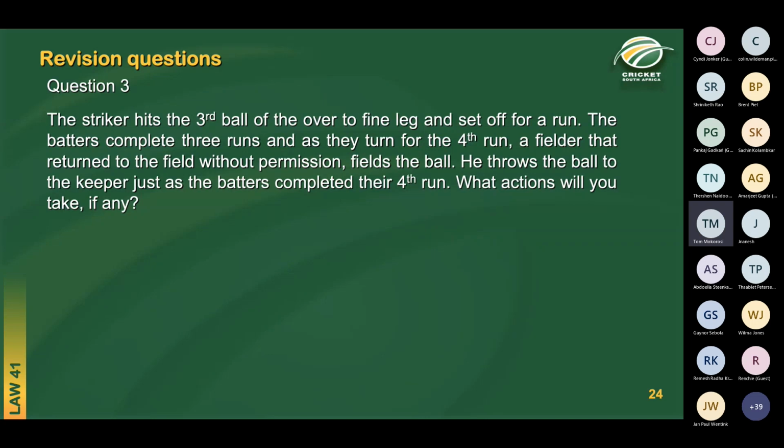This should now start a lot of processes in our head as to what actions we need to take. He throws the ball to the wicketkeeper just as the batters complete their fourth run. So what actions, if any, do we take?